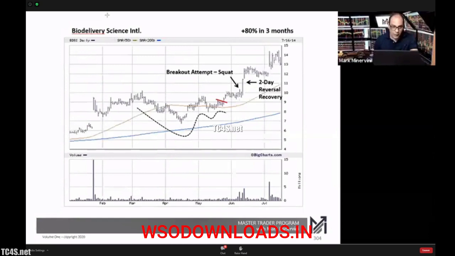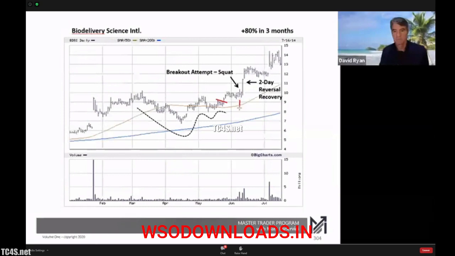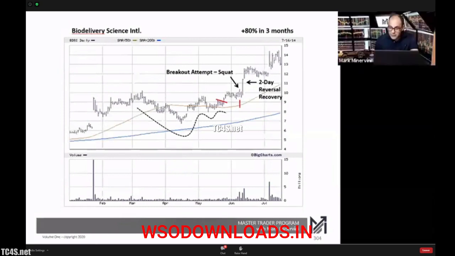Let me get that tool again. And you see right here, I'm going to go just under it. It breaks out, right? And then you see it comes back in and closes in the middle of its range, or back into the pivot. Now you may think that's really negative, that it didn't break out and it pulled back into the pivot. That's not a pivot failure. I wouldn't sell the stock for that reason. I would stick with my original stop.